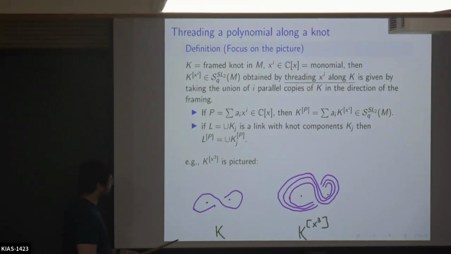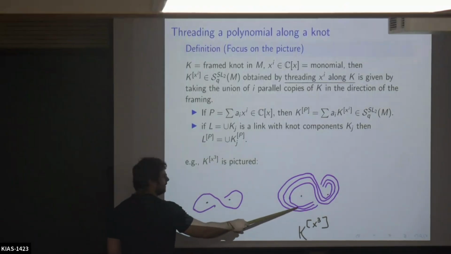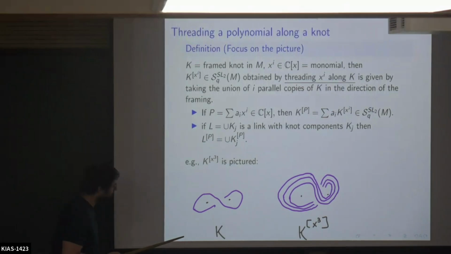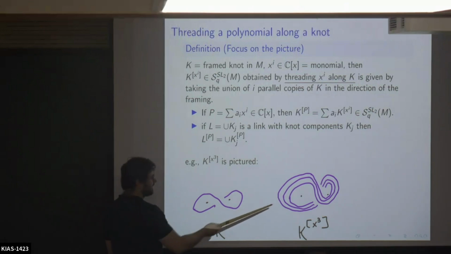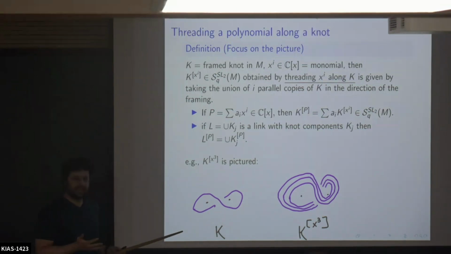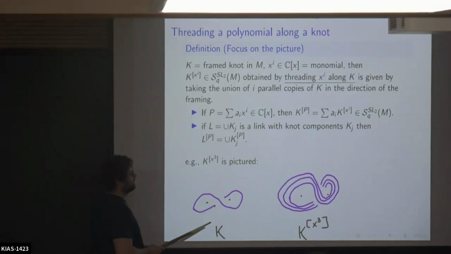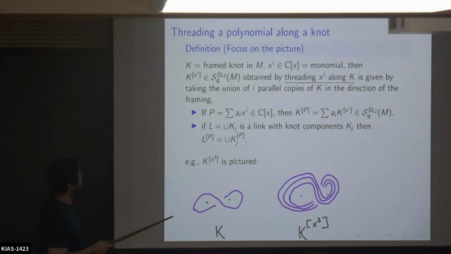So if you have a monomial like x cubed, you look at your original knot, and you just take 3 parallel copies of that original knot. So for any monomial x to the i, you take i parallel copies of the knot, in the direction of the framing. This is different from taking the power of the element in the Skein algebra, because we're just taking parallel copies. And this uses the fact that our knots are framed knots.